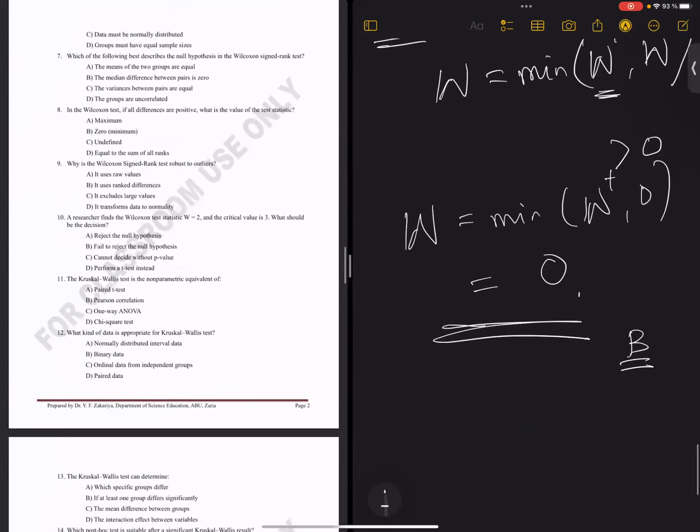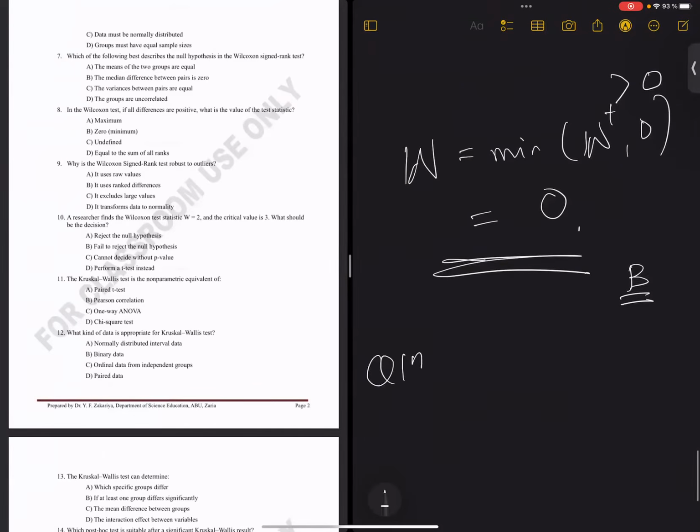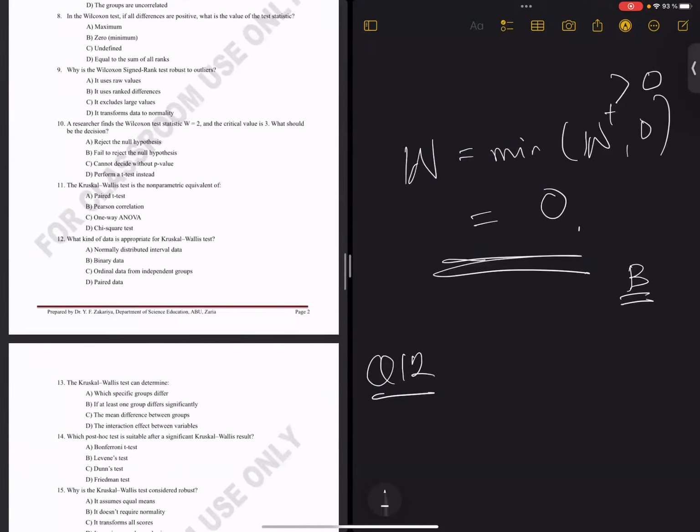Perfect. We go to the next question. That is question 12, and it says, what kind of data is appropriate for Kruskal-Wallis test? For Kruskal-Wallis, you must have more than 2 groups because it is equivalent to what? ANOVA as a parametric test. So the non-parametric equivalent of ANOVA is what? Kruskal-Wallis. They now say here, what kind of data do you need?